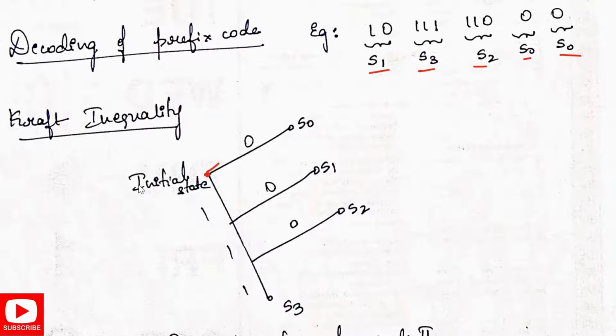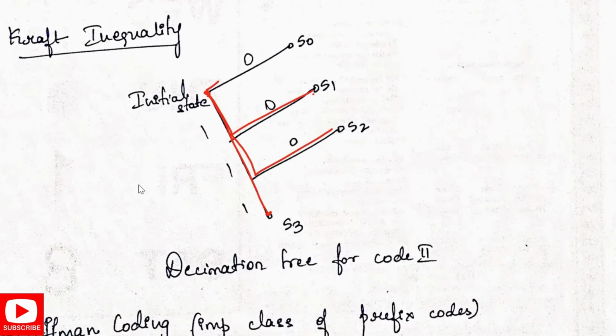From the initial state, it comes down and moves here, so it is 1 and 0. Next for S2, what? 1, 1, 0. Here from the initial state, this is 1, this is another 1, this is 0. So 1, 1, 0. Next for S3, it is 1, 1, 1. So this is how we decode the prefix code.